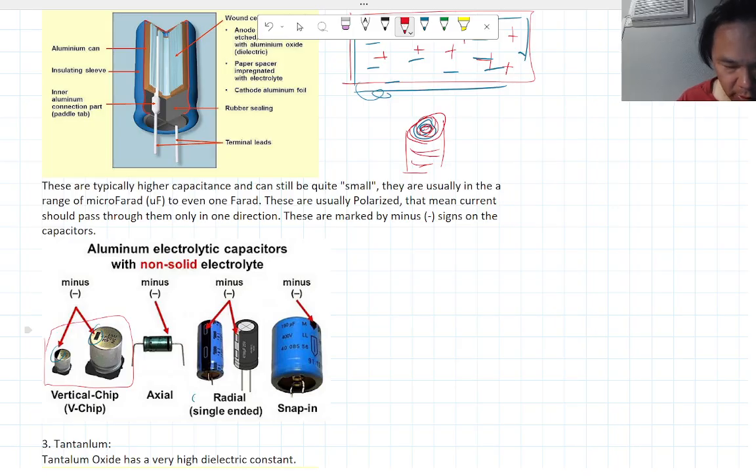And one thing about electrolytic capacitors is that they're polarized, meaning you're only supposed to have the positive and the negative running from one end to the other. Okay, and these are marked by these negative signs here. When we use one of these, I will warn you to make sure to put them in the correct orientation. Okay.